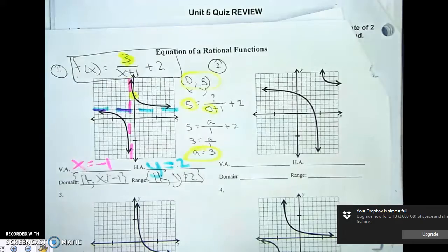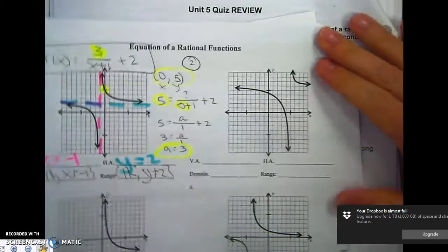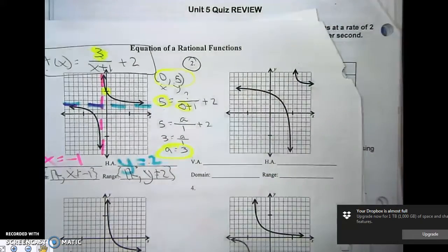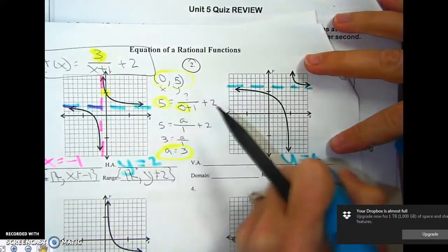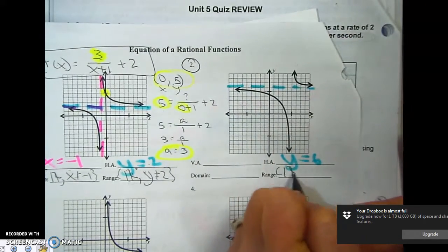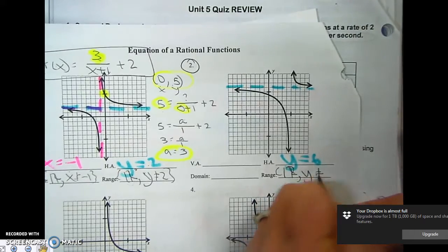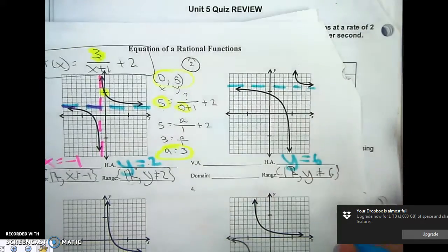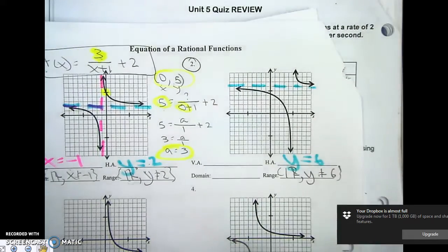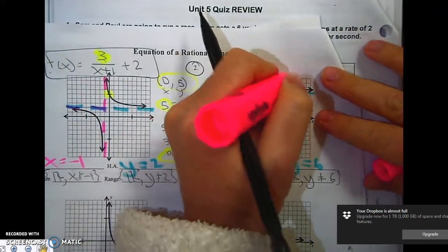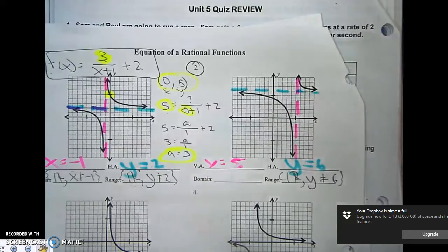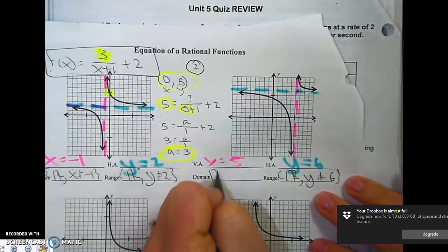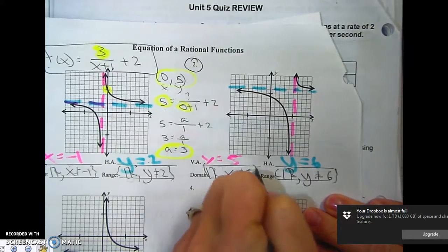Let's try another one. Okay? If I look here, the horizontal asymptote looks like it's almost touching the 6, but it's not. The range is all real numbers, y cannot equal 6. Vertical asymptote, it looks like it's almost touching the 5, but not doing that. So the domain is all real numbers, but x cannot equal 5.